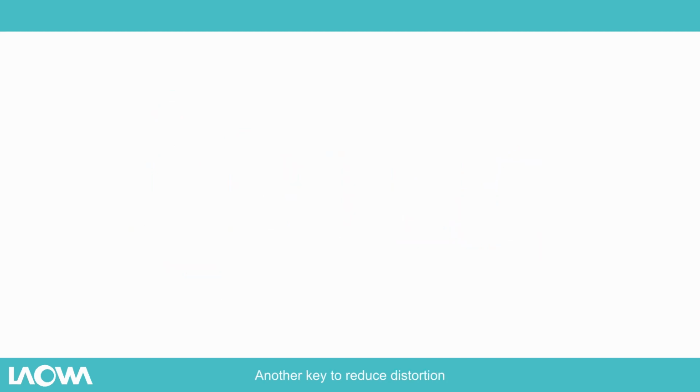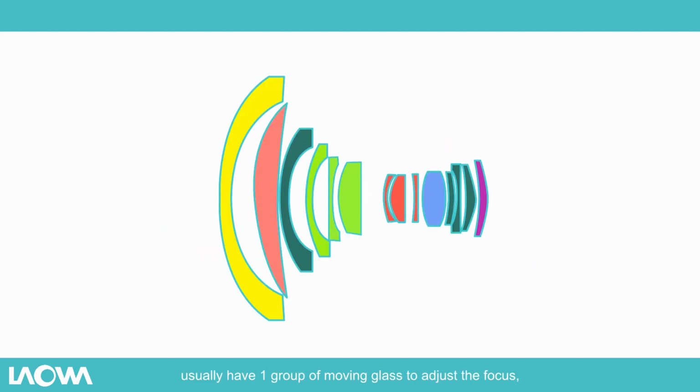Another key to reducing distortion is the design of the focus mechanism. Autofocusing lenses usually have one group of moving glass to adjust the focus in order to reduce the workload of the AF motor. The disadvantage of this design is there is no offset to lens aberrations while the lens element moves, causing distortion to occur.